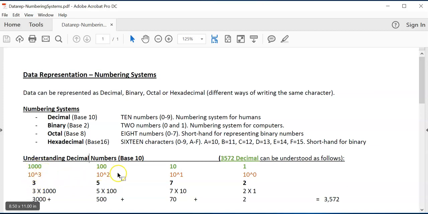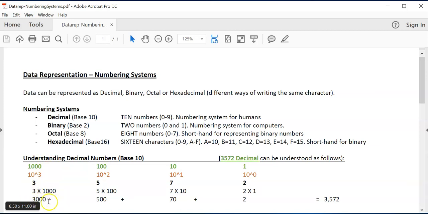So the only reason I've put this here is so that we understand why we're using 1, 10, 100, and 1,000. We're using it because we are raising the power of 10 because it's a base 10 number. Next step is to take this number here and multiply it with this number here. So 2 multiplied by 1, which is a 2. Similarly, 7 multiplied by 10, which is 70. 5 multiplied by 100, which is 500. And 3 multiplied by 1,000, which is 3,000.